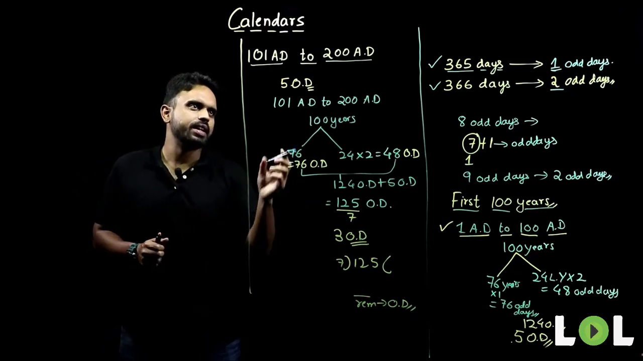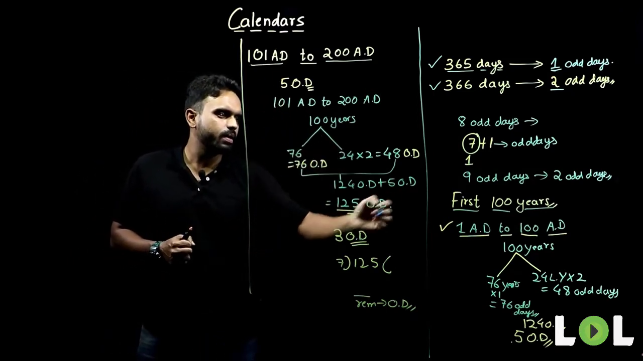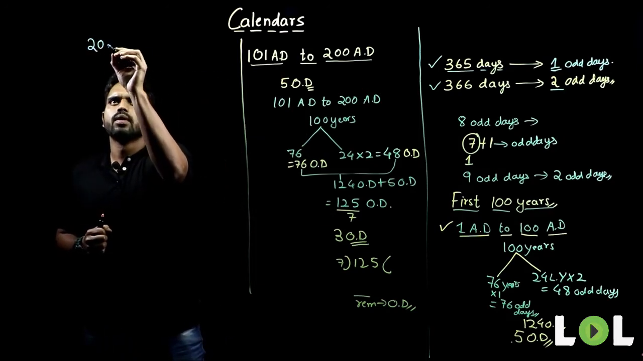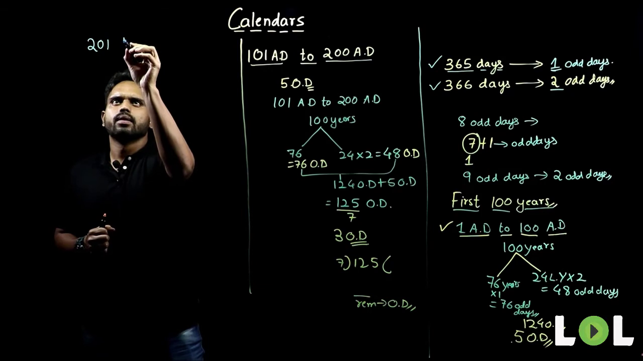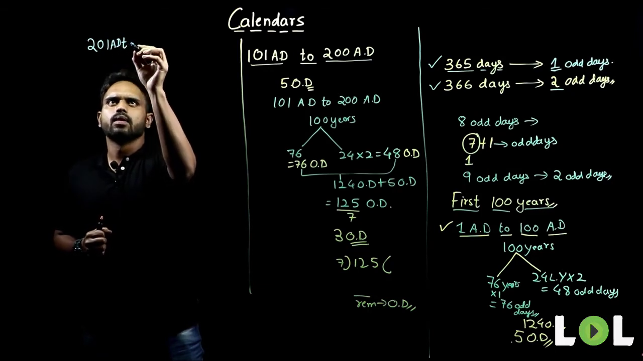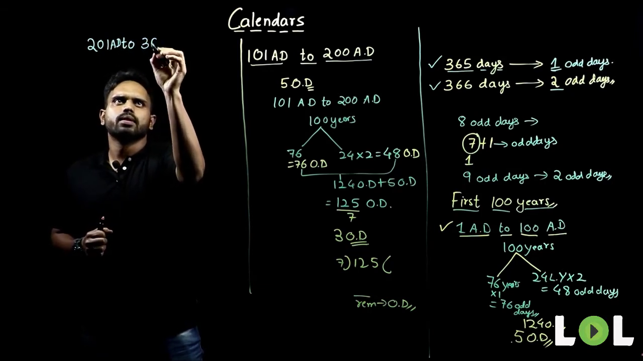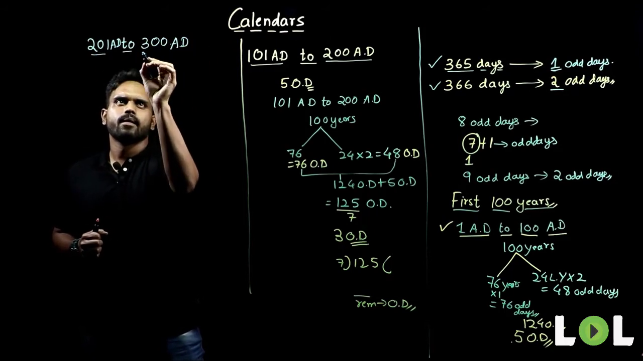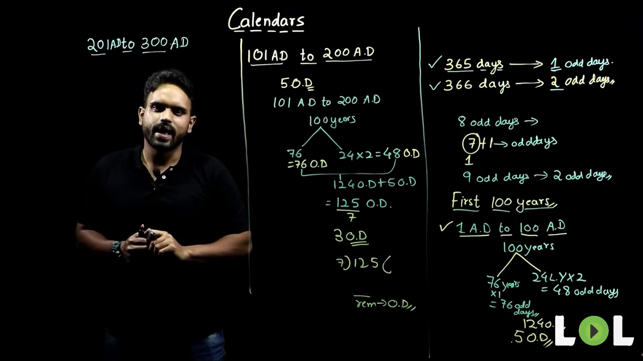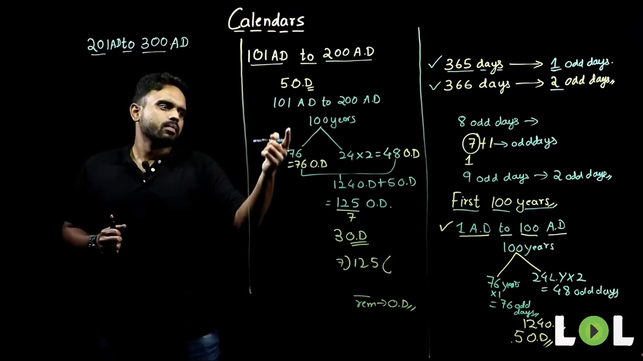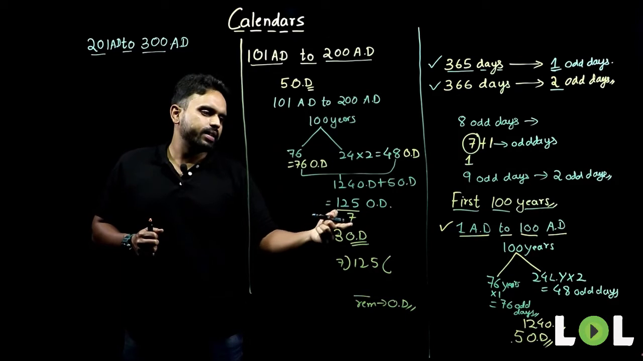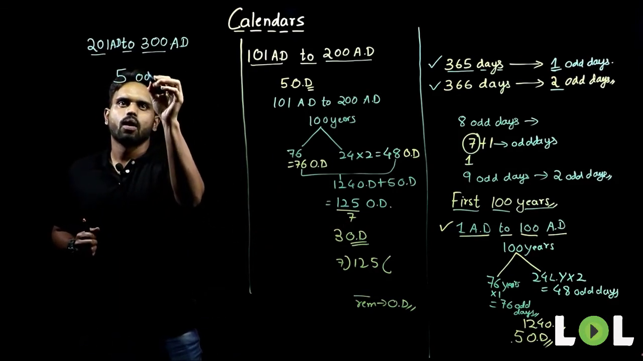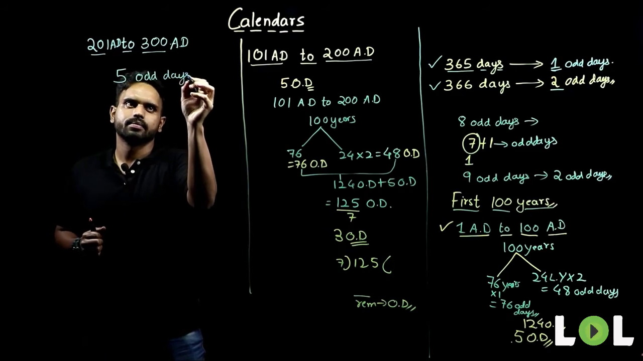Moving to the next 100 years. The next 100 years we won't be solving in detail. So from 201 AD to 300 AD, how many odd days will I have? Yes, I'll have another 5 odd days.